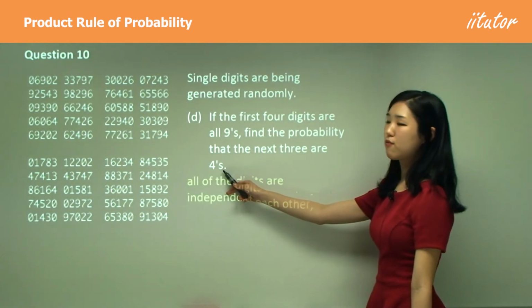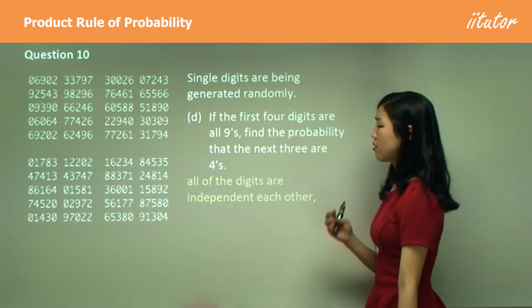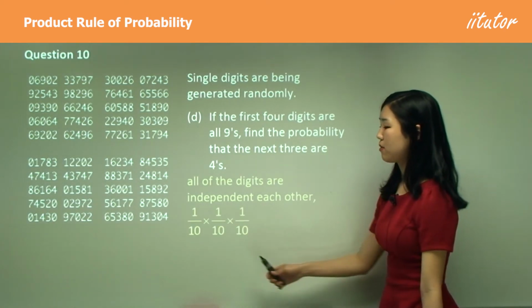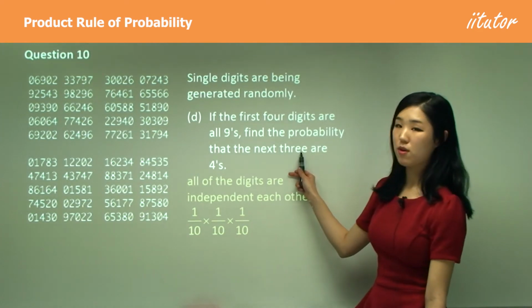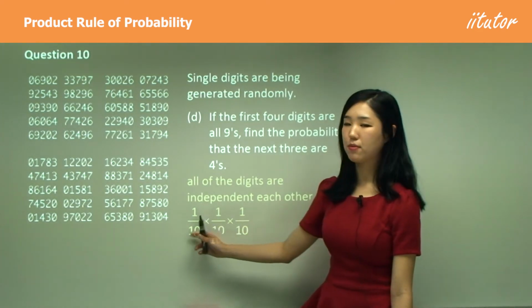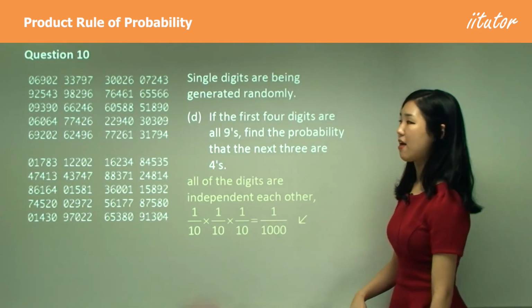So we know that getting a 4 is 1 out of 10. So if I want to find the probability, I simply multiply 1 out of 10, 1 out of 10, 1 out of 10 for the next 3 numbers. So we multiply 3 times, which will get you 1 over 1,000.